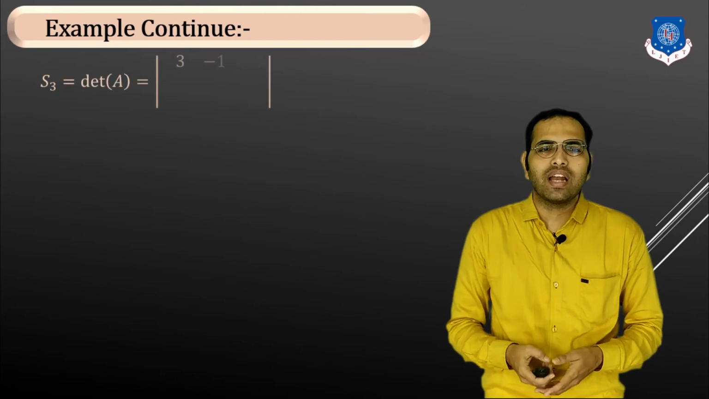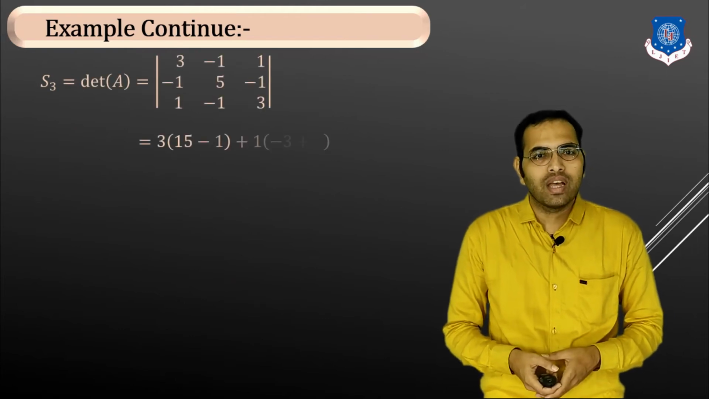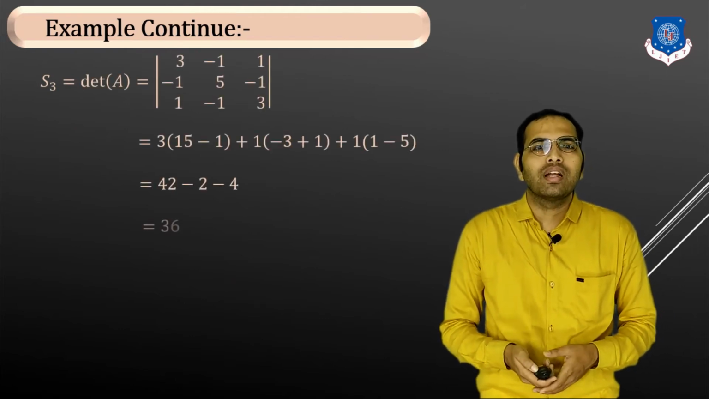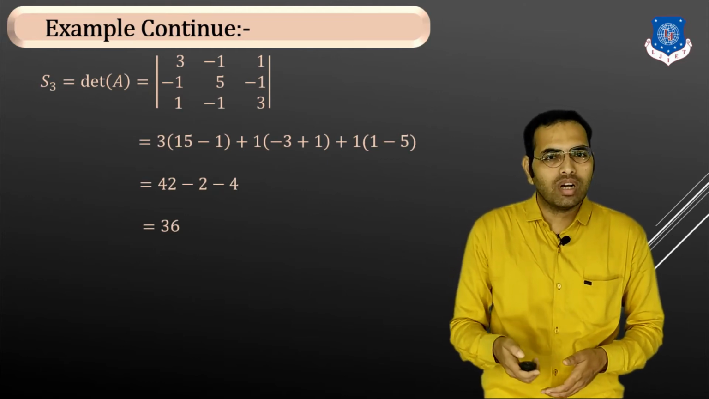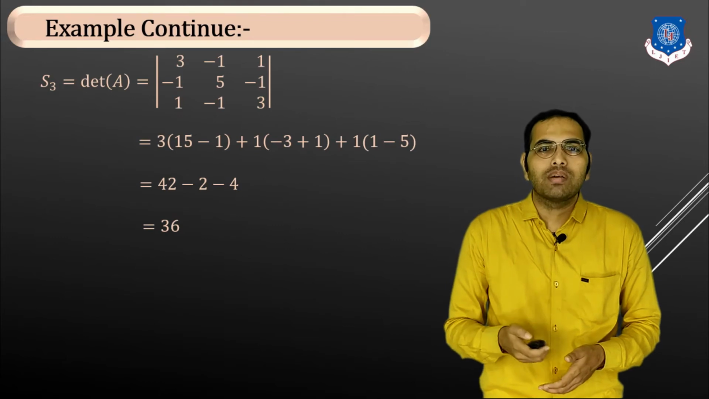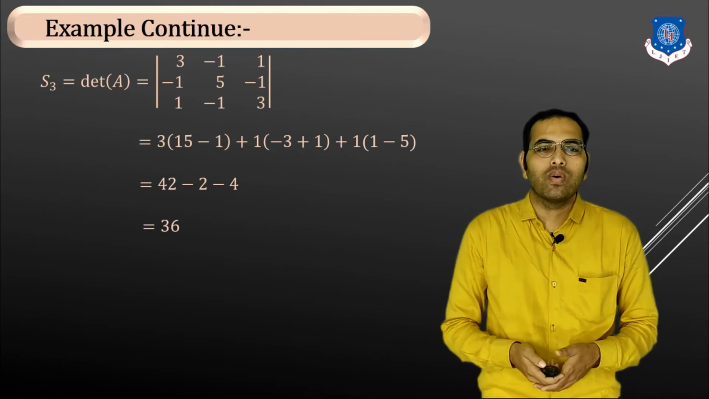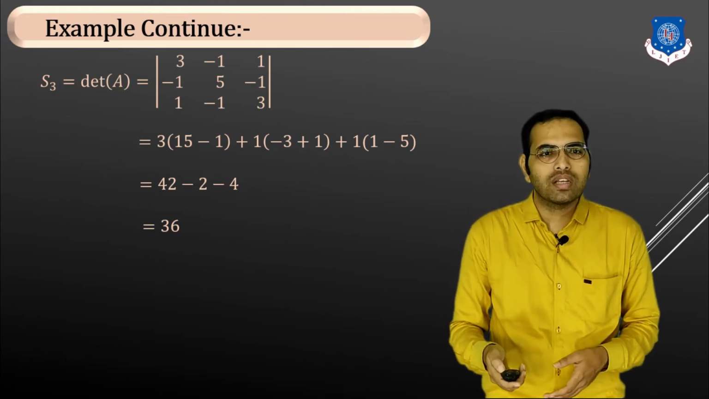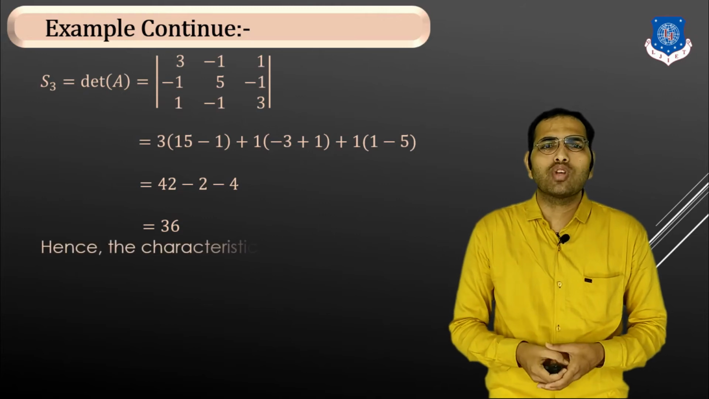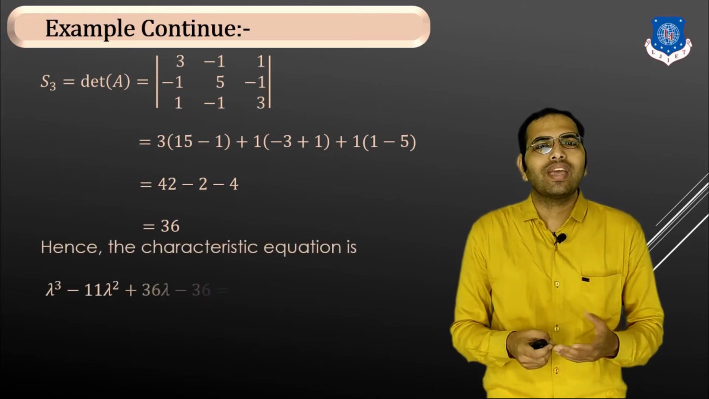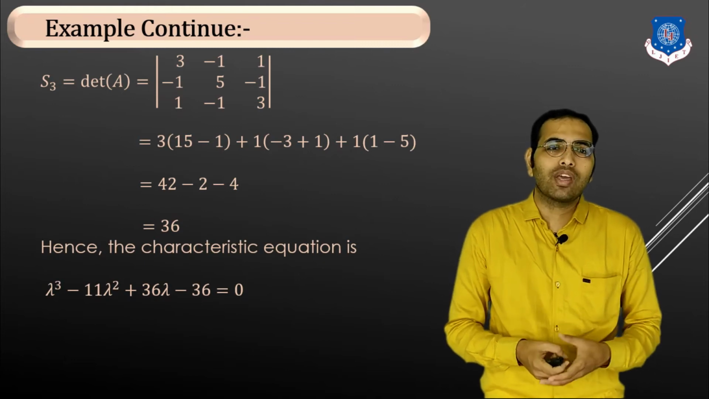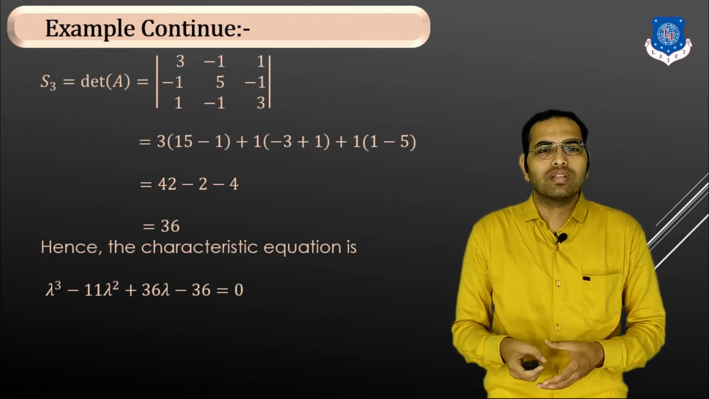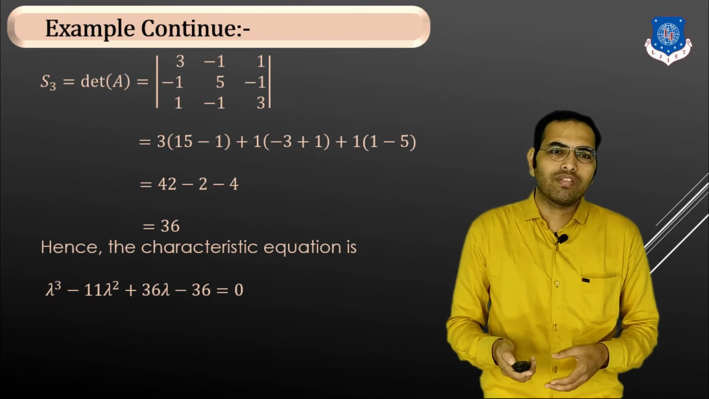Similarly S3, that is nothing but the determinant of A. Simplifying the determinant, we get 3 inside the bracket (15 minus 1) plus 1 (minus 3 plus 1) plus 1 (1 minus 5), that will give you again 36. Now substituting these values of S1, S2, S3 in the characteristic equation, that will give you lambda cube minus 11 lambda square plus 36 lambda minus 36 equal to 0.